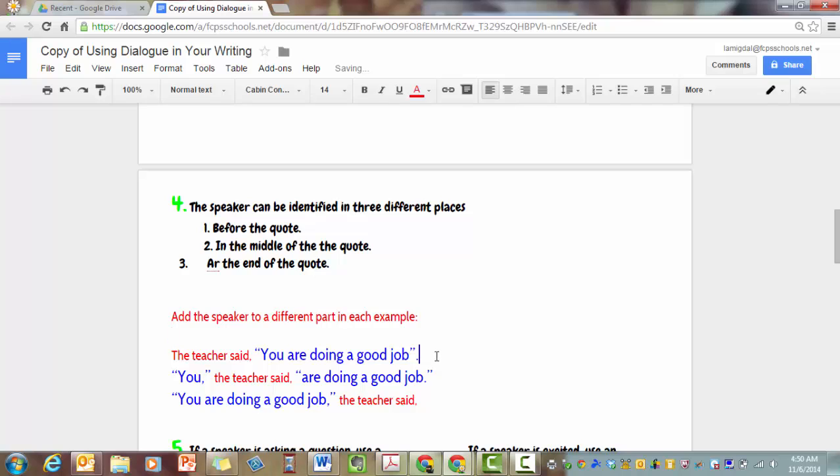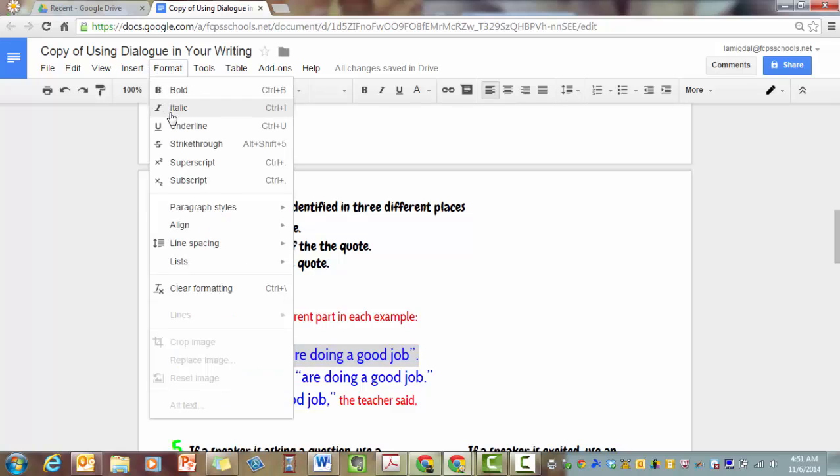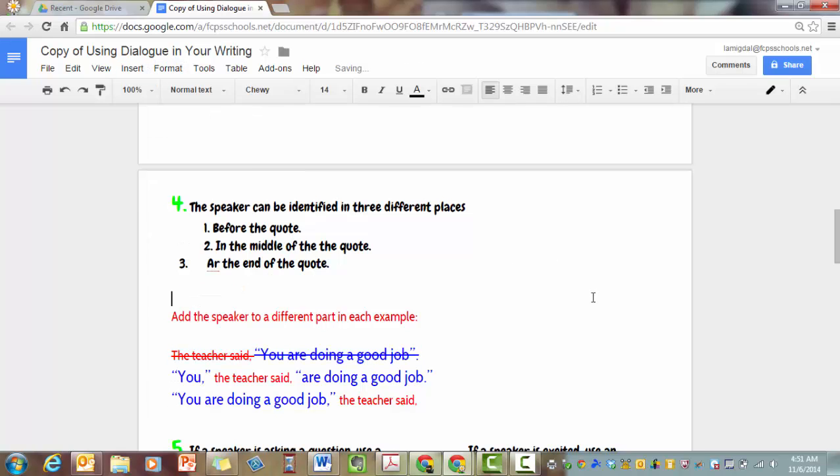I'm going to tell you that I don't love putting it at the beginning. The teacher said, "You are doing a good job." That often doesn't sound natural. When we read a story, we really like to hear the words first and then the identifier after. It's not wrong, so you can do it, but I don't love it. Okay, it's a little bit awkward. So I'll take that off. But it isn't a great way to do it. The second 2 are better.